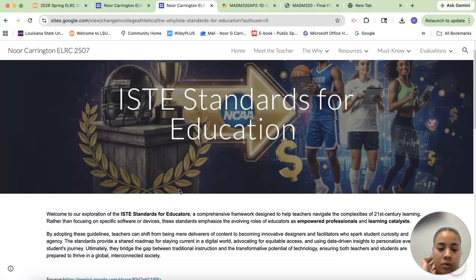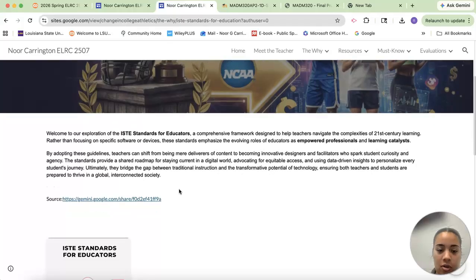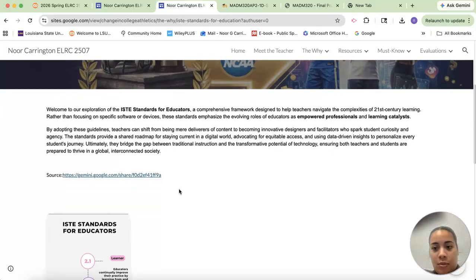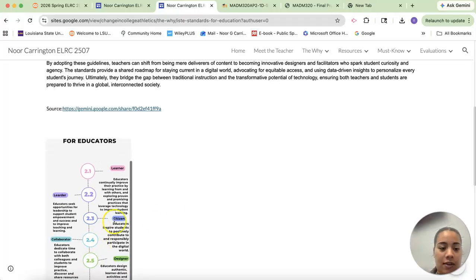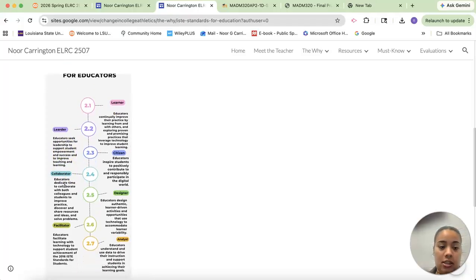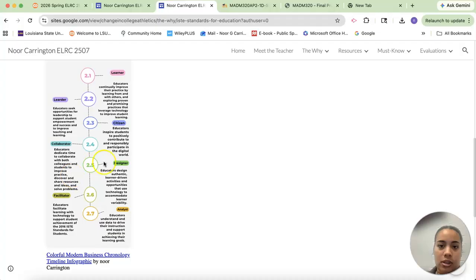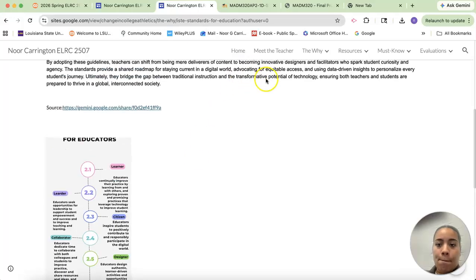On the standards page, we have the standards for education, which we learned about over the school year, which was really important and something you need when you're teaching classes and for teachers to know. I don't want to be a teacher personally, but if I were a teacher, this would definitely be important. And then I have a poster here that we made from Canva, explaining the differences between the learners, the leaders, the citizens, the collaborators, the designers, all those differences. And then just these two tweets that I found off of Twitter that I liked about the standards and games that we could use to learn more about them.